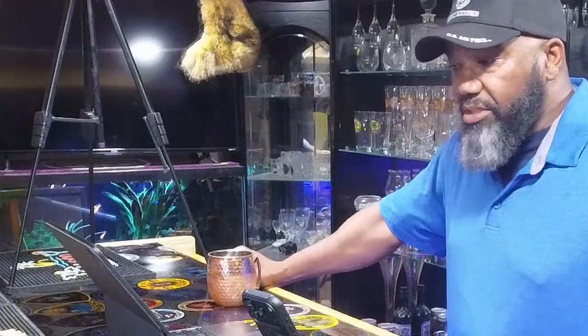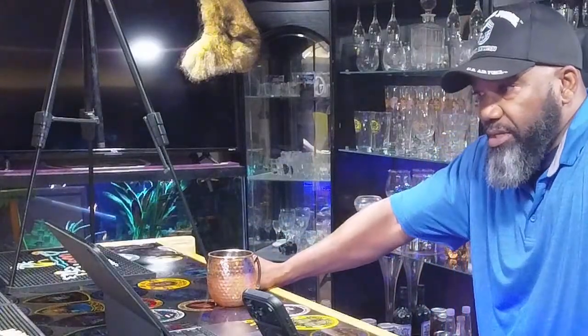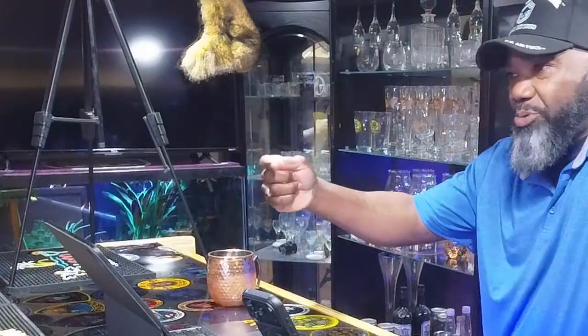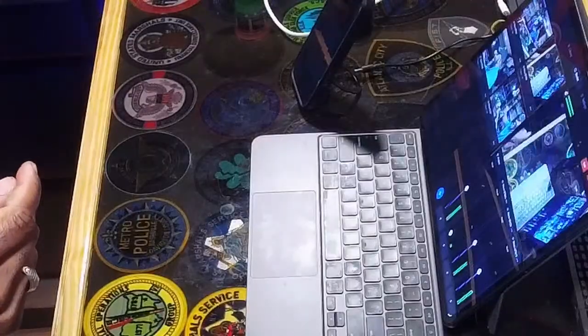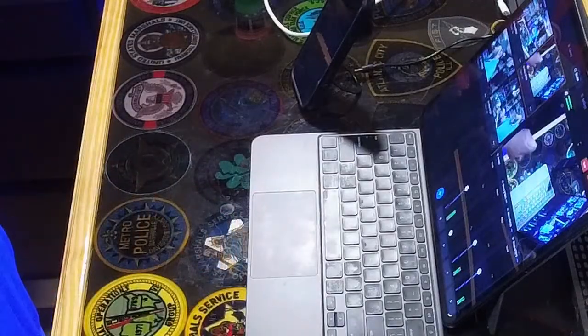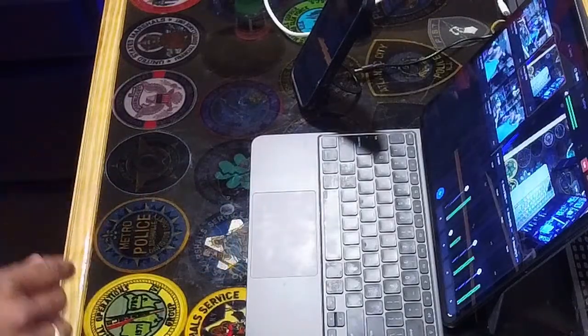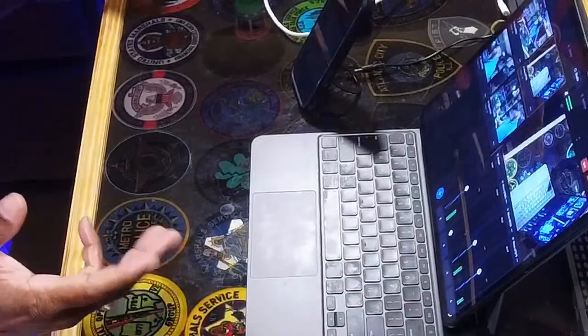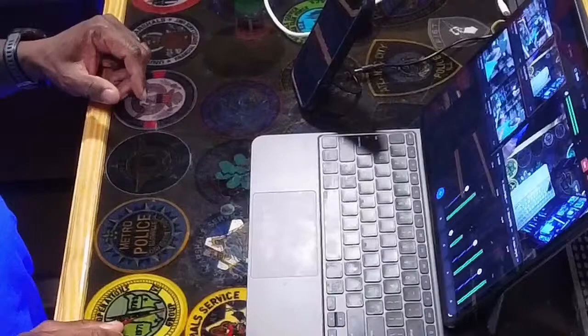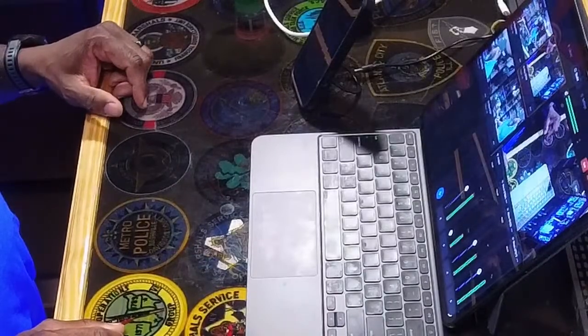Yeah. See, the only thing about the iPad that I don't like is that you only get one port. So I would have to have multiple ports attached to it so I could attach a headphone and all that other stuff. On a regular laptop, you know what I'm saying? I could attach a headset and be good to go.